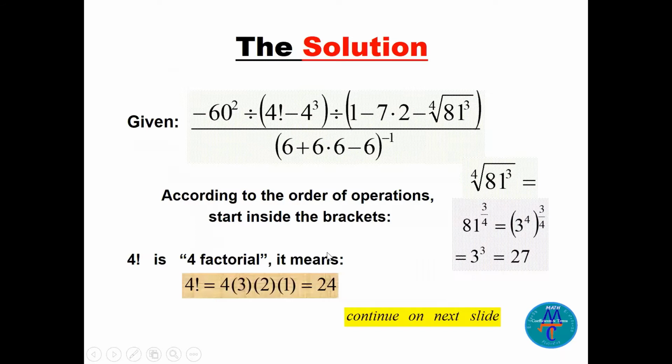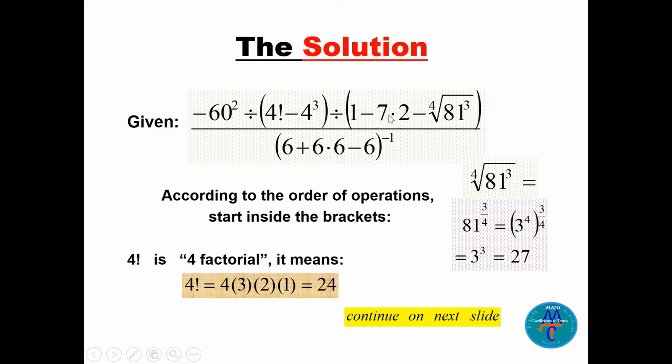Now, let's start the solution. I'll try to make it a little fast here. According to the order of operations, we can start inside the brackets. So I will go each number, the difficult numbers for sure. 4th root of 81 cubed will be 81 all to the power 3 over 4. And 81 is 3 to the power 4. So we can multiply here the powers. So it becomes 3 cubed, which is 27. So all this number is 27.